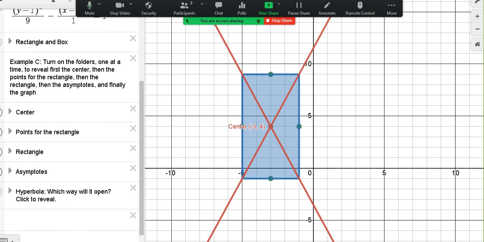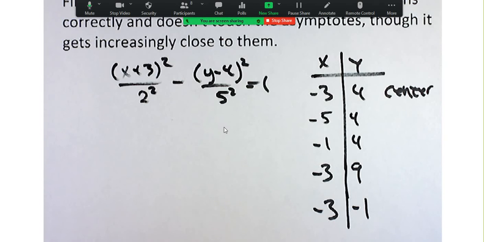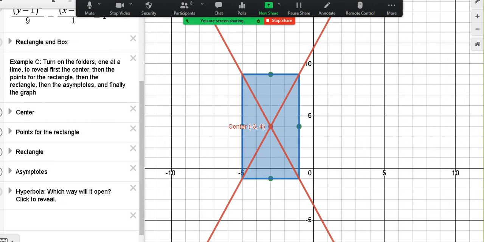Finally, I didn't ask you earlier, but I will now. Which way does this open, left and right or up and down? Left and right. It's going to be around the axis that has the positive squared term. So that would be left and right, and there you go. Awesome. You did great on that. Give yourself a pat on the back.